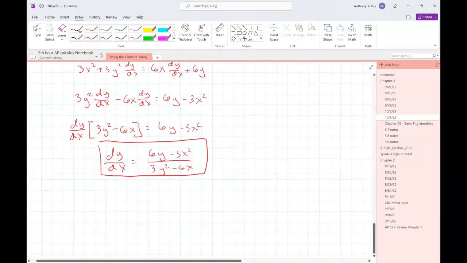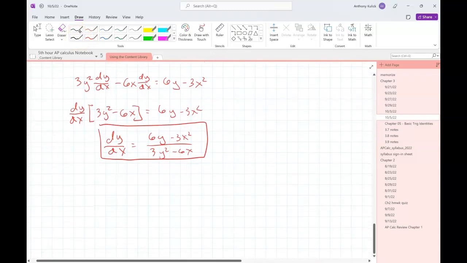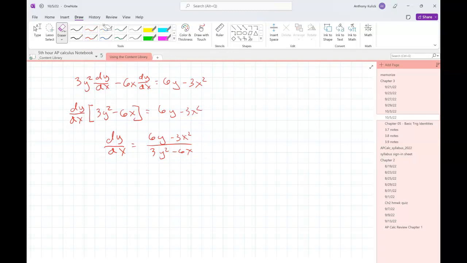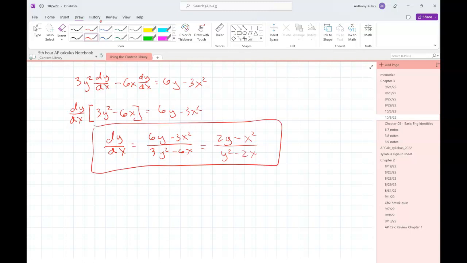Yes, can you factor out 3? Sure, you could reduce this, absolutely. So Elvis is saying that we could factor a 3 out of both the numerator and denominator to reduce that. Yes, absolutely could do that. 100%. Good observation.